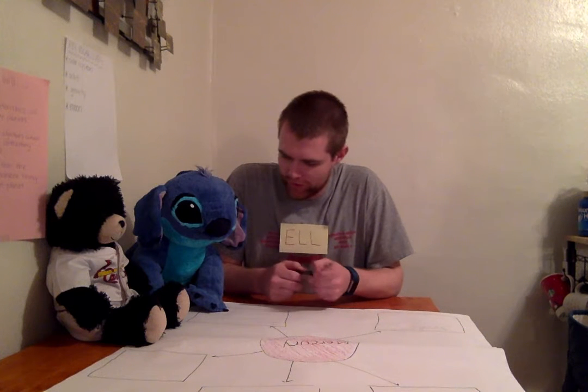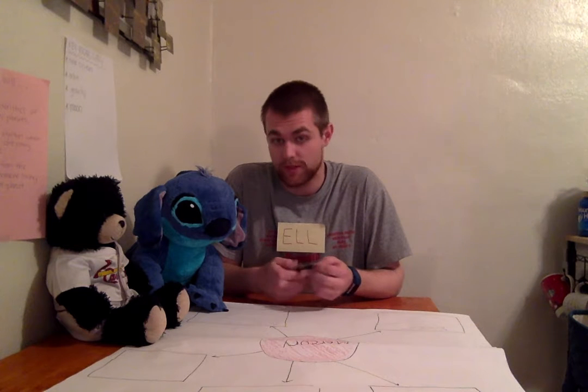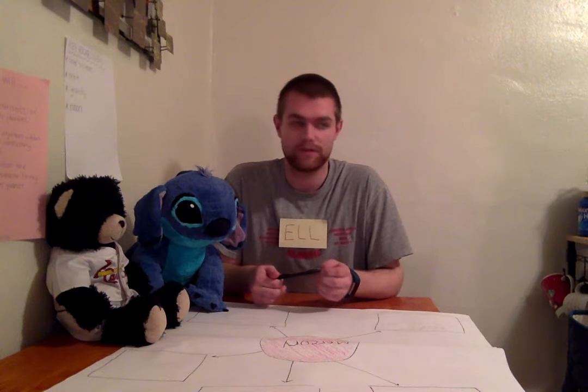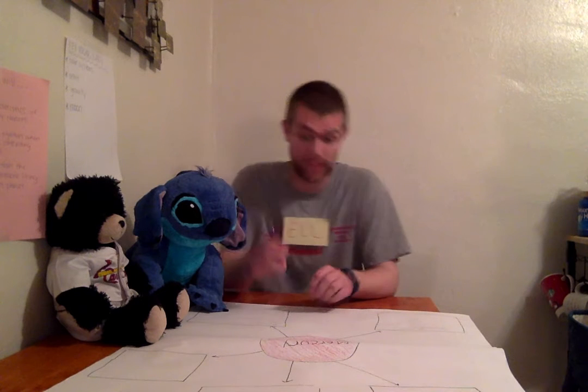What are your thoughts? Stitch, do you have another one? Ooh, that's a good one. Stitch says Mercury has the smallest orbit of all the planets.